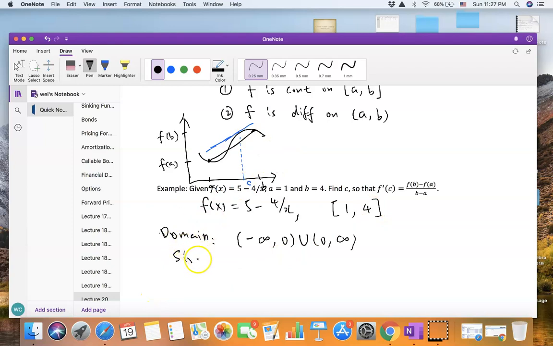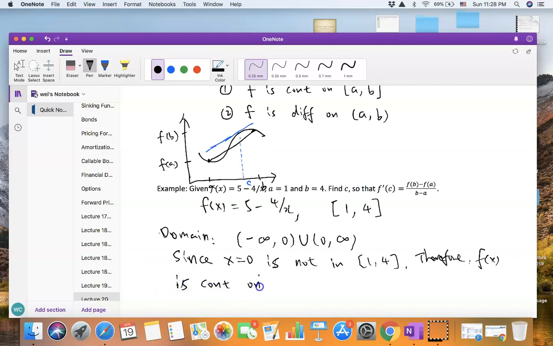since x equals 0 is not in the interval from 1 to 4, therefore f(x) is continuous on the interval from 1 to 4. Okay.